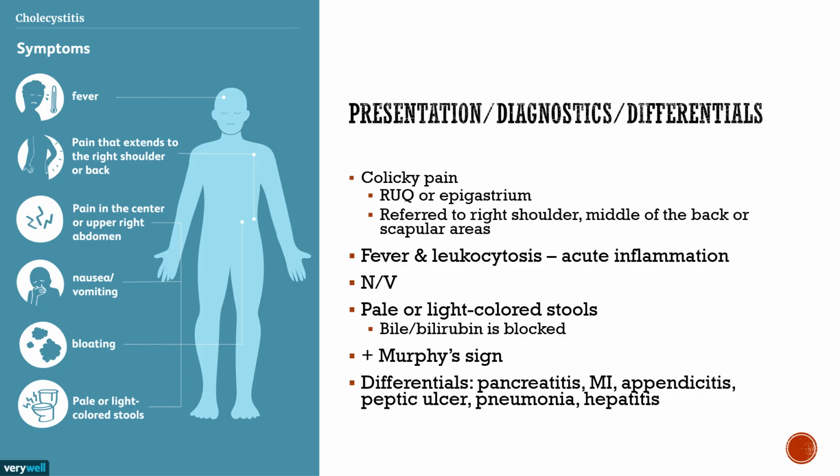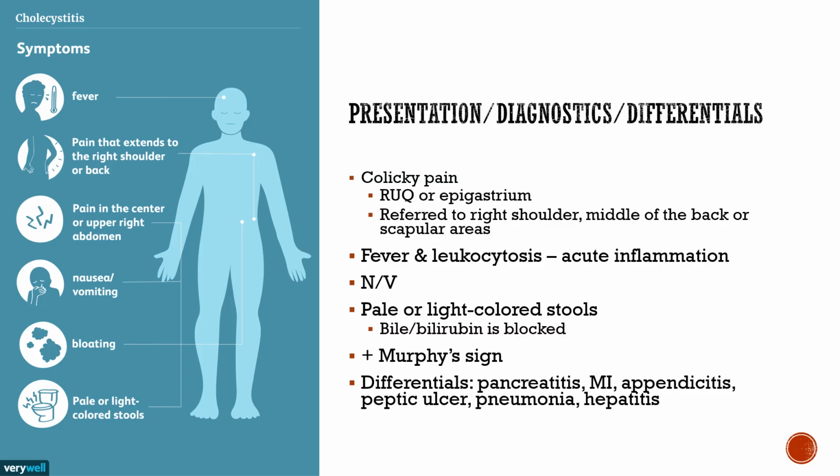Labs that you'll see, WBC, there will be an elevated white count. You'll have leukocytosis with a shift to the left. Serum transaminases are elevated, the AST, the ALT, and the ALK-Phos. The ALK-Phos is a really good indicator of gallbladder cholecystitis when it is elevated 2 to 4 times normal. Bilirubin may be high. A normal bilirubin is about 1 or less than 1, and the bilirubin may be around 4.